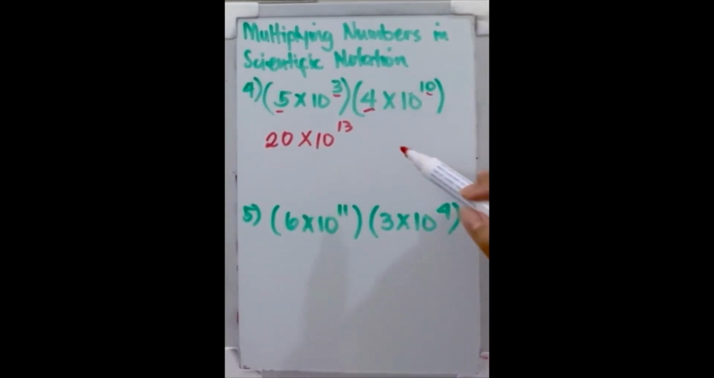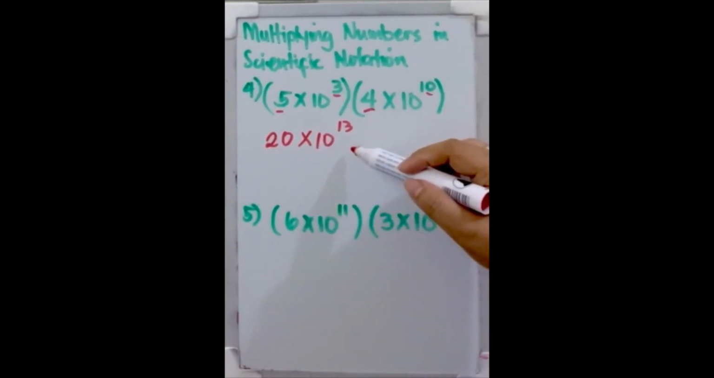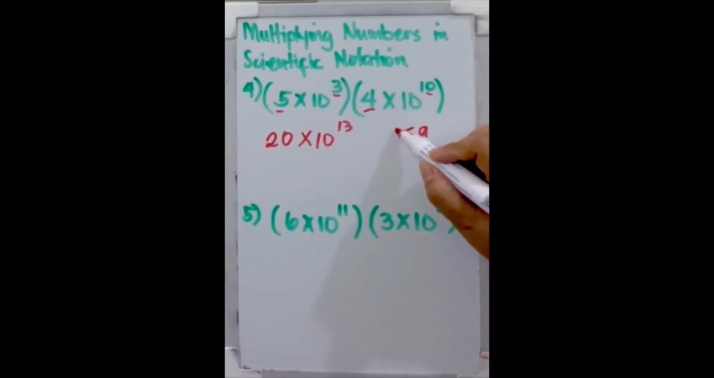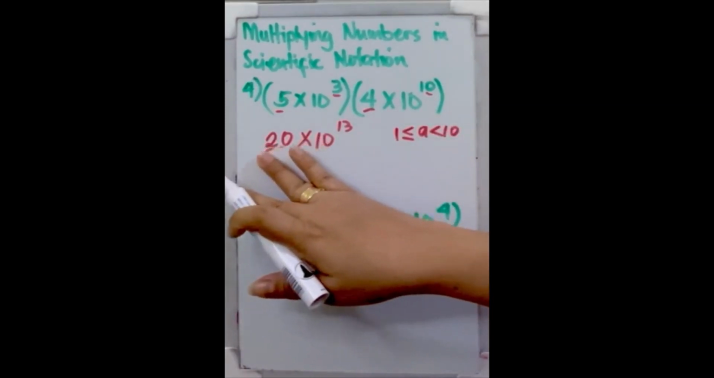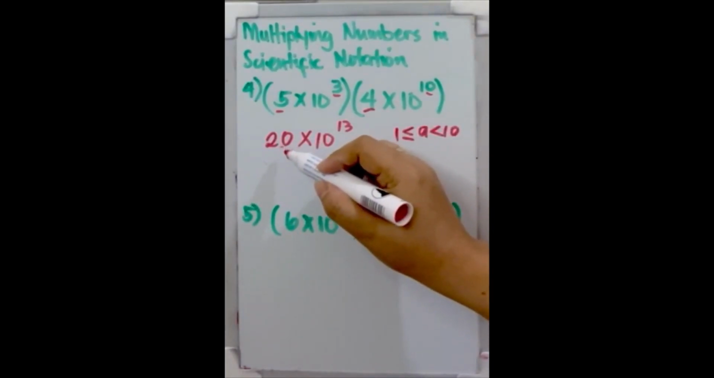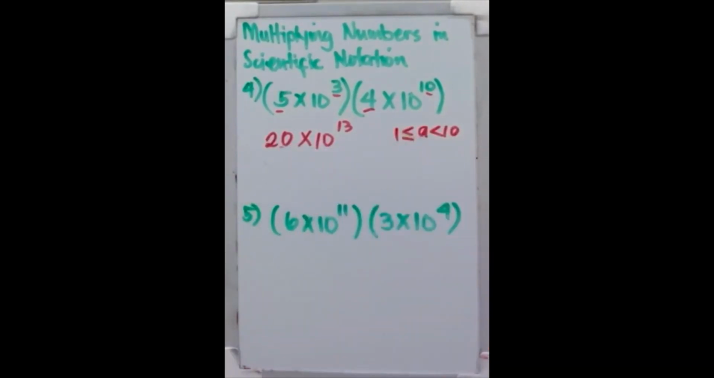Now, although this value is correct, it is incorrectly written in scientific notation because remember that your coefficient a should be a number greater than or equal to 1 but less than 10. And this 20 is already greater than 10. So we need to make a move here in this coefficient. So we don't need 20, what we need is 2.0.